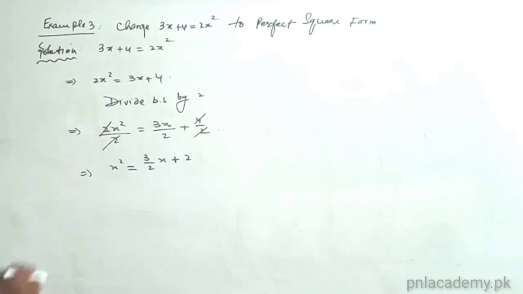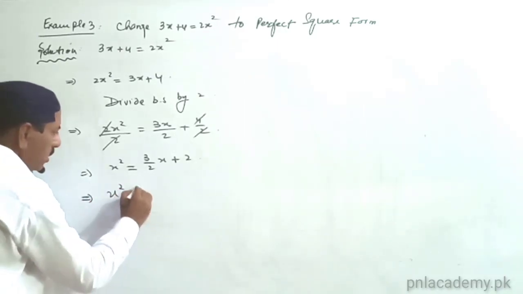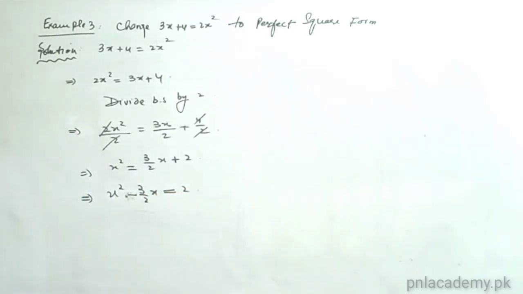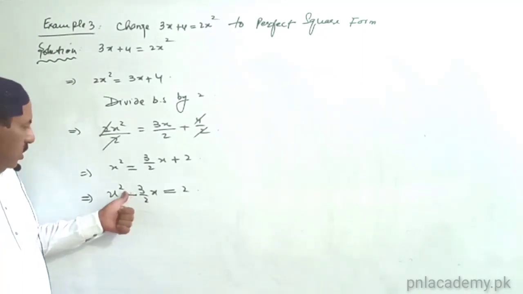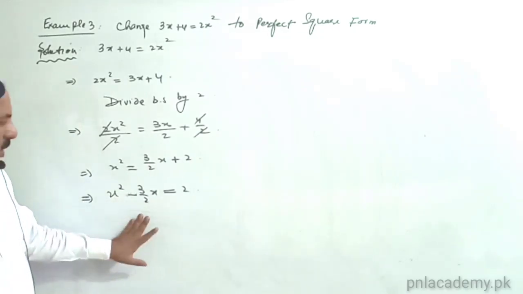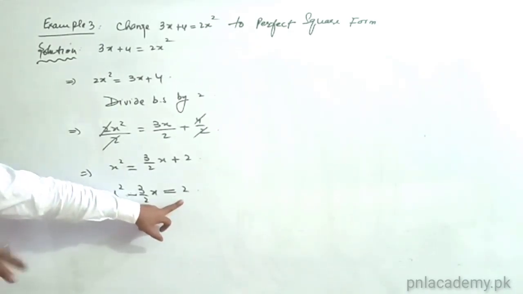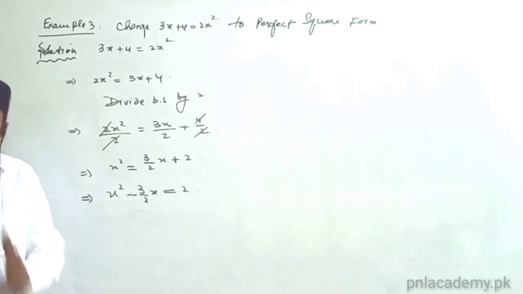So here the equation is x square minus 3 upon 2x is equal to 2. As we know, the quadratic equation in square form consists of 3 terms: first term, middle term, and last term. The last term is not according to the square form, therefore we shifted the last term to the other side. So here we have to find out the last term.